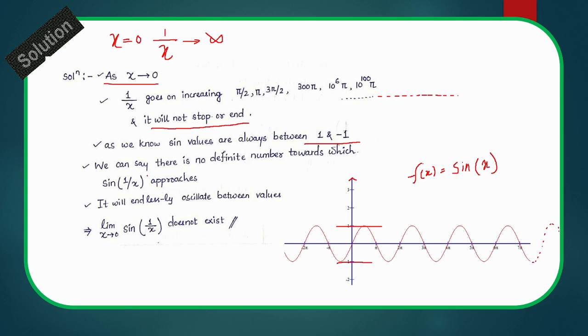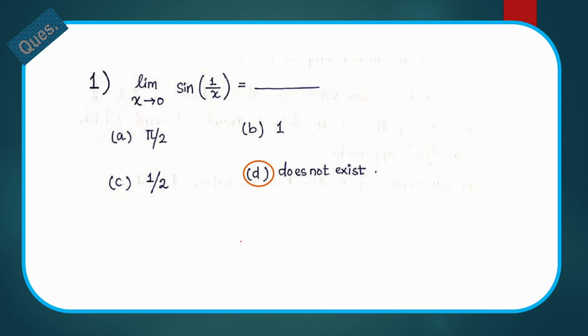So the sine value will be between minus 1 and 1. So it will endlessly oscillate between the values -1 and 1. So you can say limit x tends to 0 of sin 1 by x does not exist. So the answer will be does not exist. The answer will be option D.